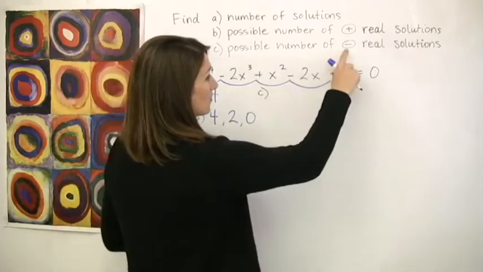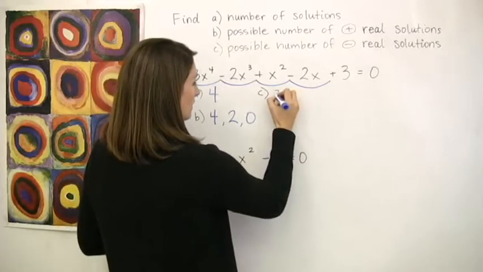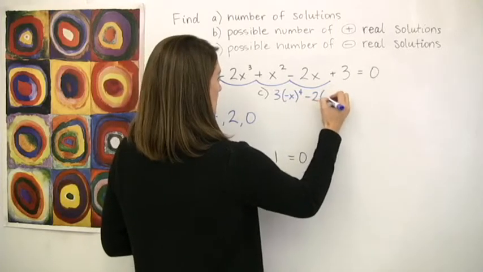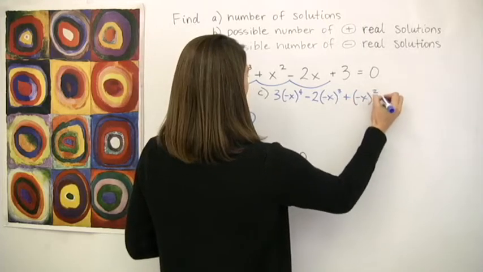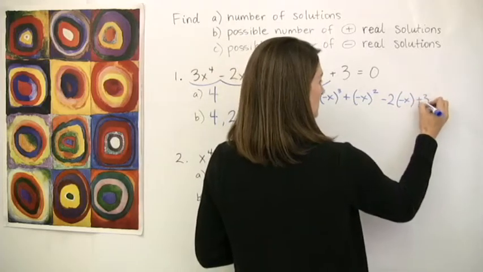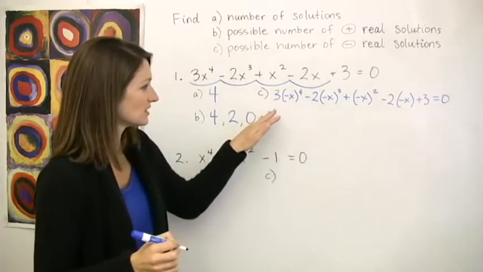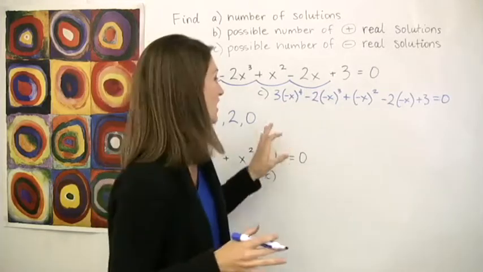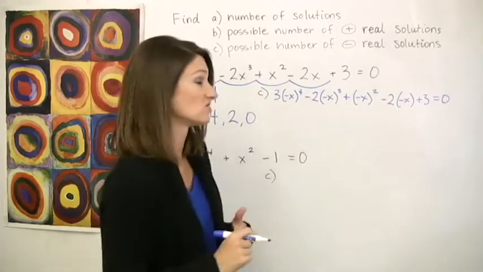Now, for the number of negative real solutions, we need to replace x with negative x. So we're going to write it as 3 times negative x to the 4th minus 2 times negative x to the 3rd plus negative x squared minus 2 times negative x plus 3 equals 0. We can simplify this fairly easily. If we look, any negative x raised to an even power is not going to change the sign on that term. If it's raised to an odd power, though, it will change that sign.